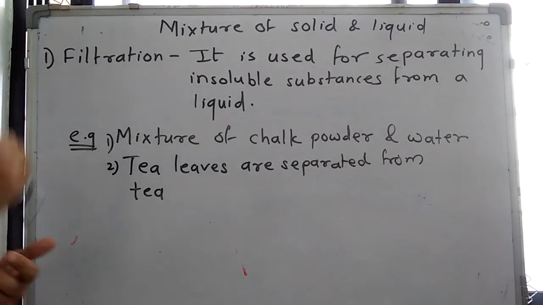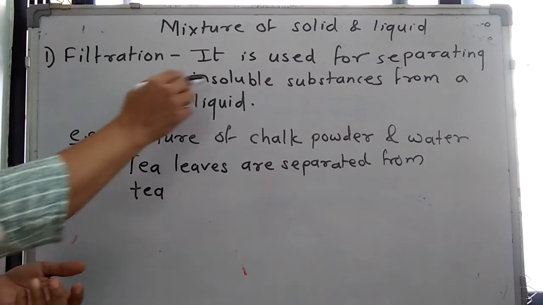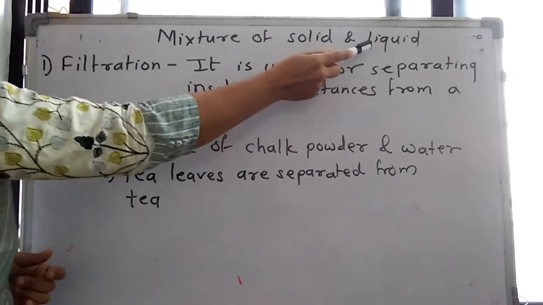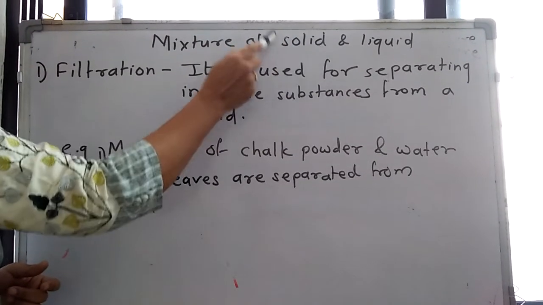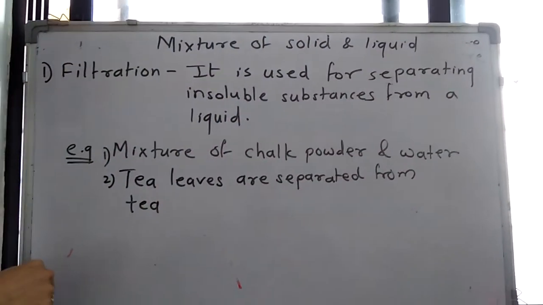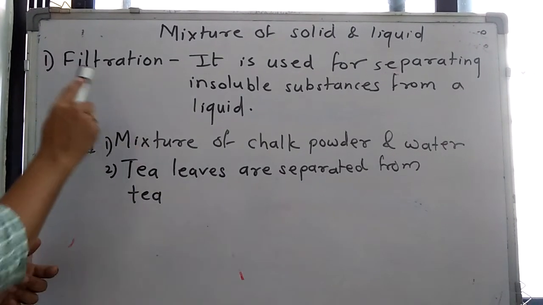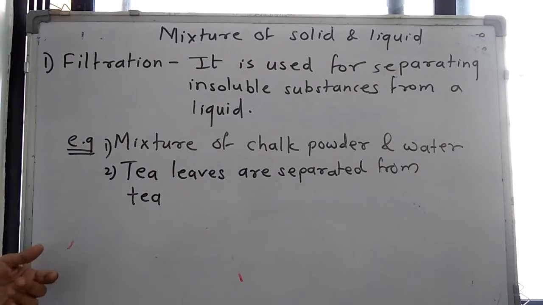So filtration is basically done for insoluble substances, meaning we have one substance solid and one substance liquid, but this solid should not be soluble in the liquid. It should be insoluble in the liquid. For that purpose, we can use the filtration method.